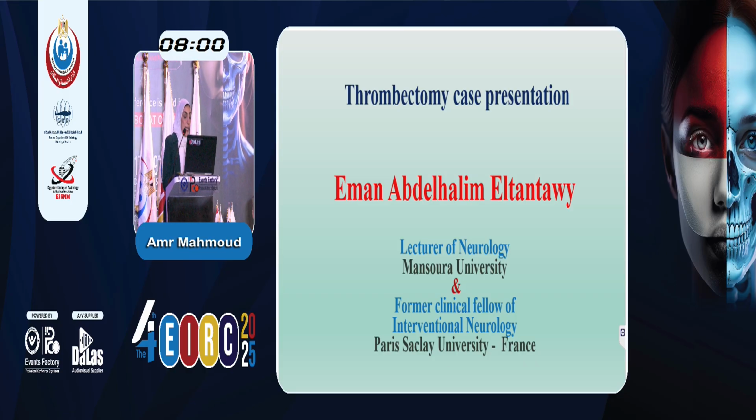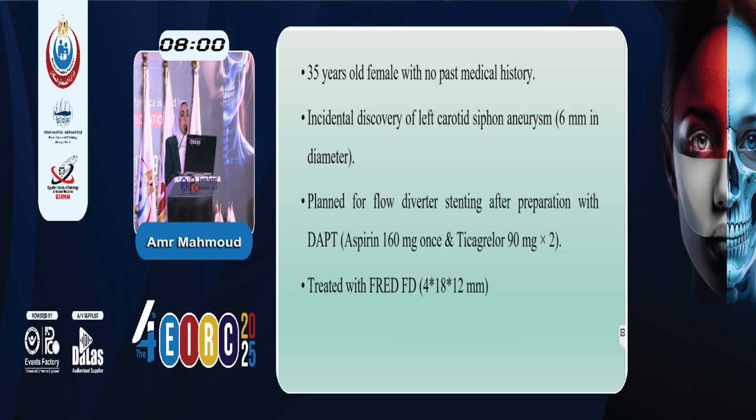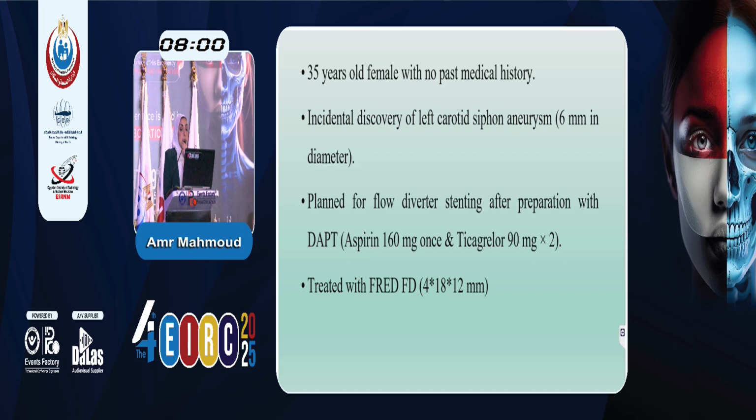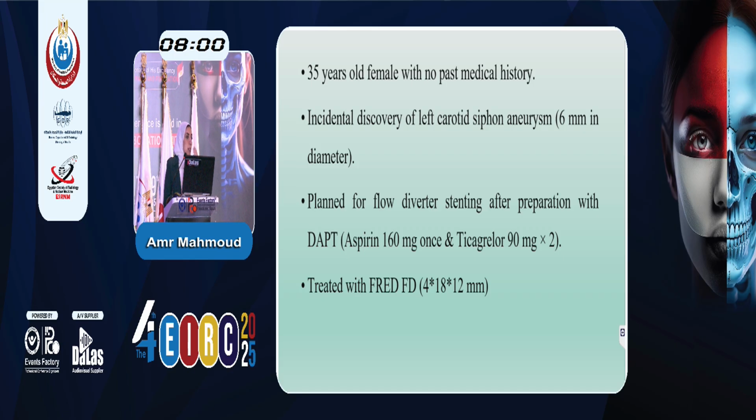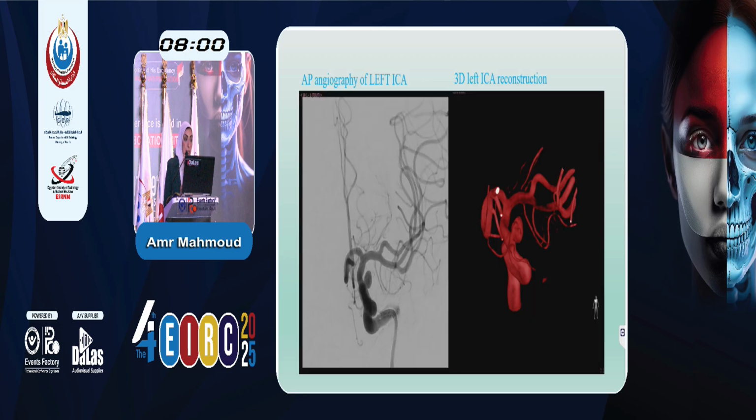Today I'm going to present a case of thrombectomy for a patient who had a stroke as a complication of another interventional procedure. So we have a 35-year-old female patient with no past medical history, with an incidentally discovered left carotid siphon aneurysm. She was planned for treatment by flow diverter stenting, and she was prepared with dual antiplatelet therapy. The plan was to treat her with the FRED flow diverter.